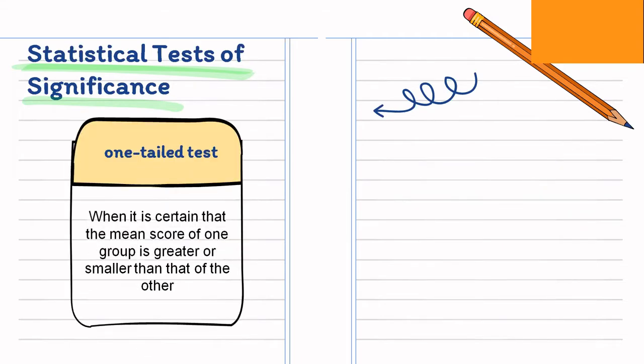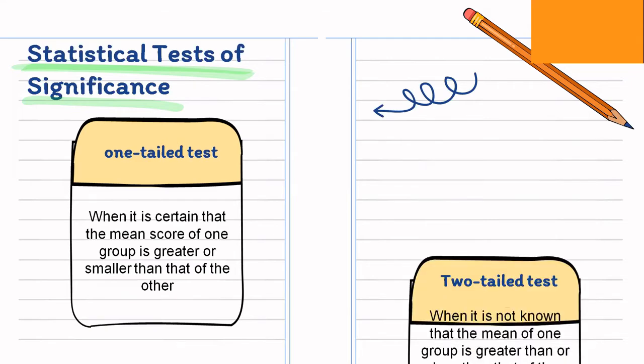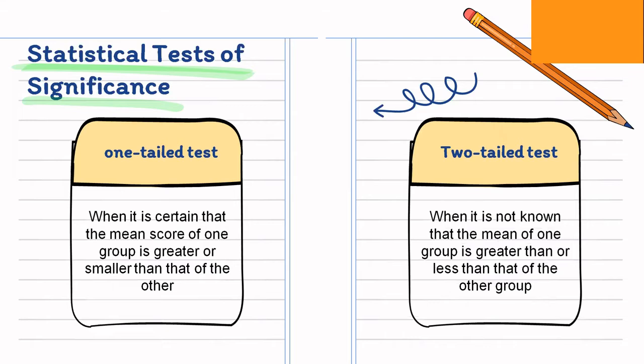Now we have a one-tailed test. It is used when it is certain that the mean score of one group is greater or smaller than that of the other. It is used for directional hypothesis. While a two-tailed test is used when it is not known whether the mean of one group is greater than or less than that of the other group. It is used for non-directional hypothesis.